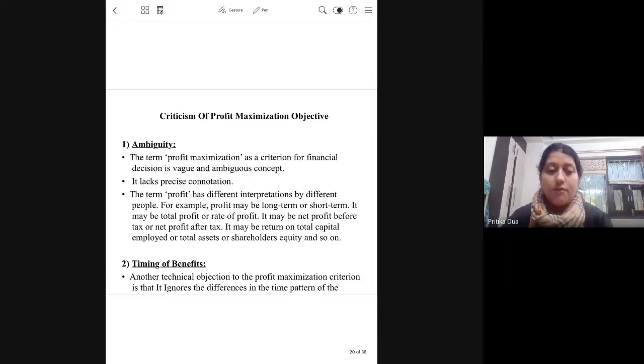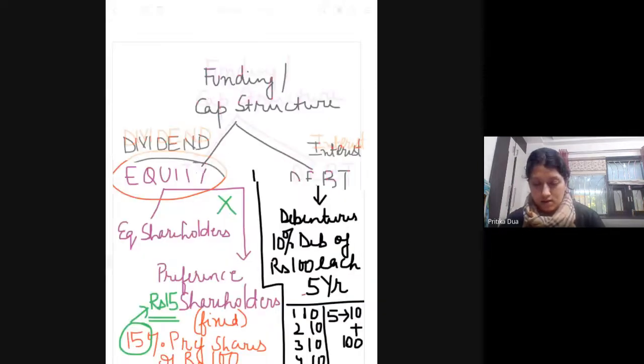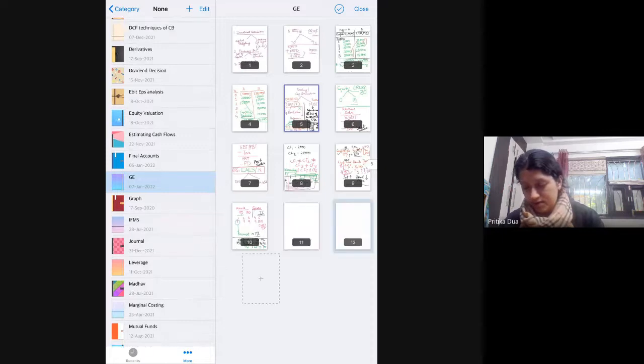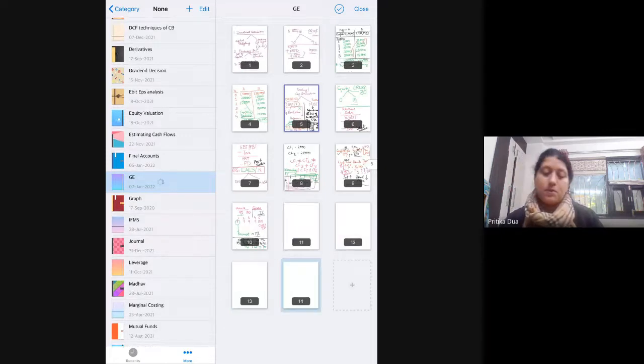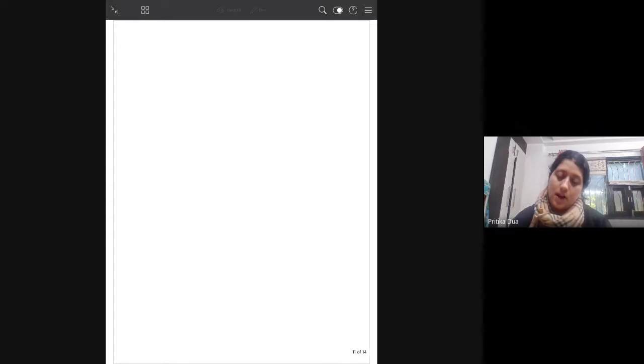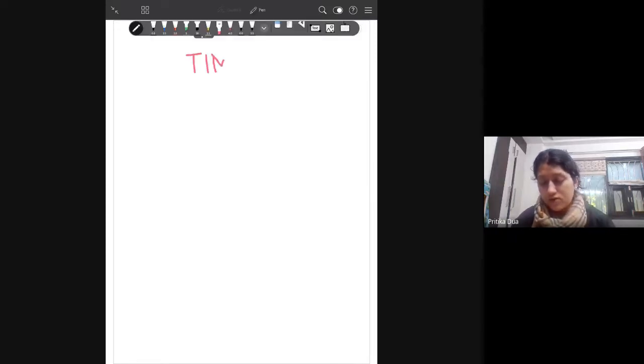Second, and a very, very important drawback of profit maximization is timing of the benefits. Now, I'll explain this in detail. So let's take a few examples and see how timing of benefits is actually a drawback when we talk about profits. So under timings, let's start with the example we took of debt.